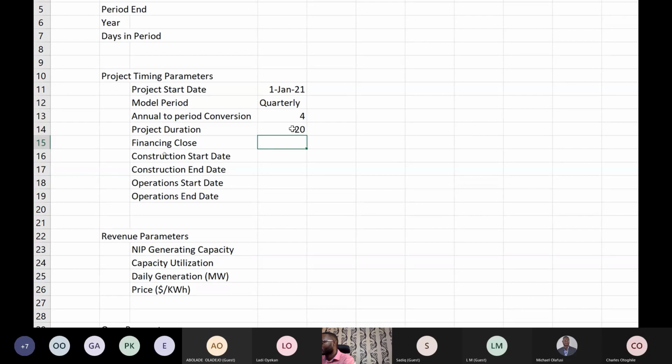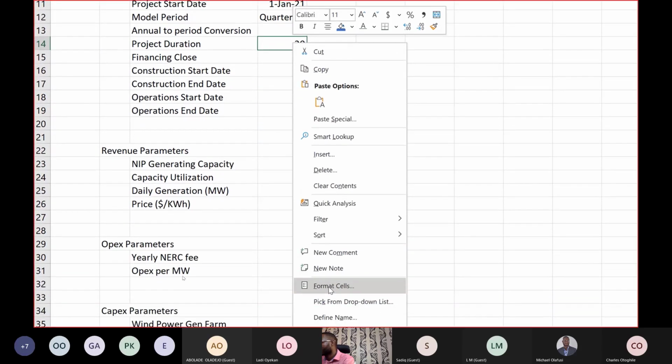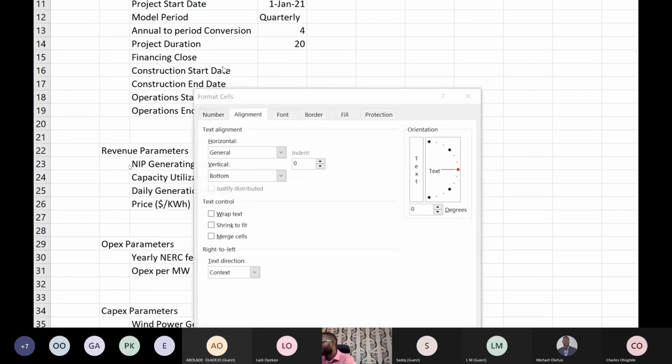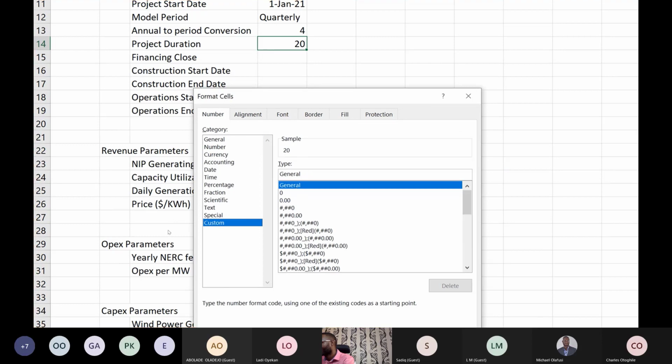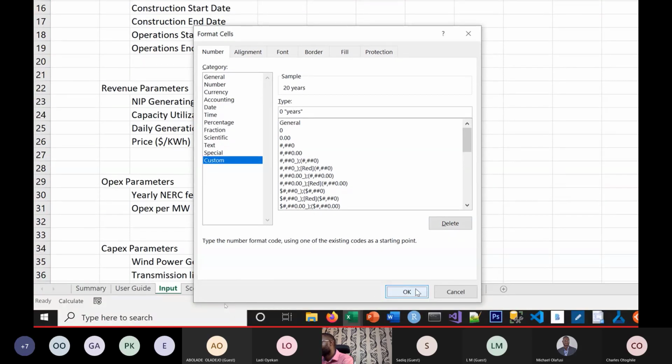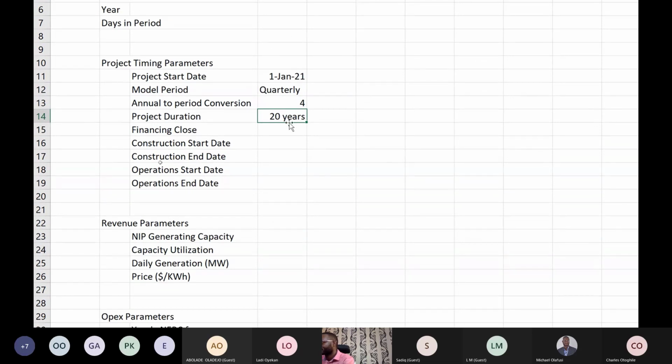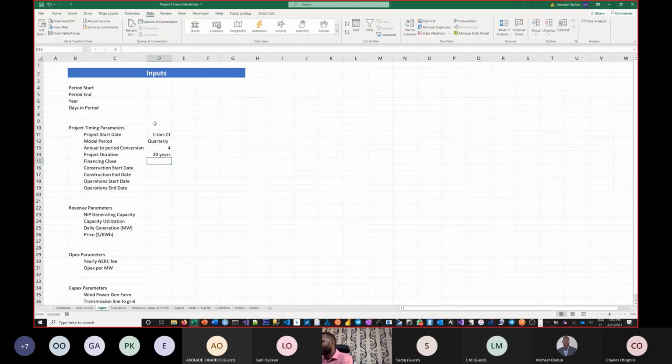When I do this in real life, I format this. I go to number, I go to custom, and then I put the years in front, so it looks nicer. Let's even stay with this and see how this translates to how I normally try to leave enough space for comments and some other things. So I might start at column H.